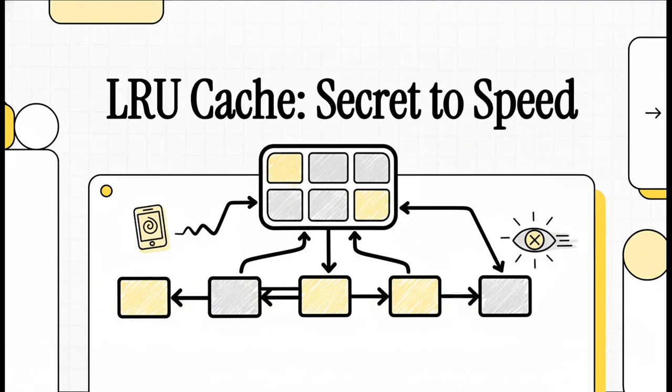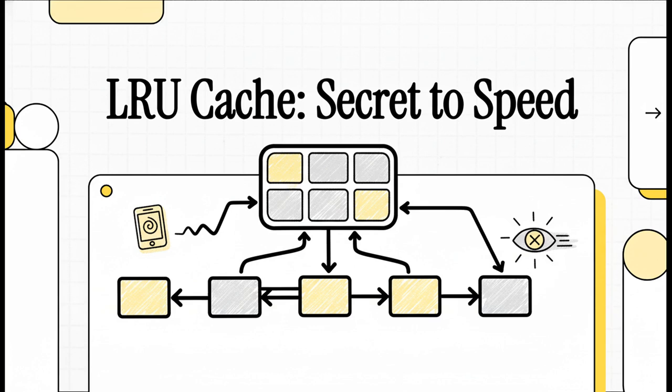Ever wonder how your favorite app just knows? Like it has this sixth sense for what you're going to ask for next. It's like it has a photographic memory for what you need right now, but it's also smart enough to forget everything else in the blink of an eye. Well, that's not magic. It's one of the most elegant data structures out there, the LRU cache.